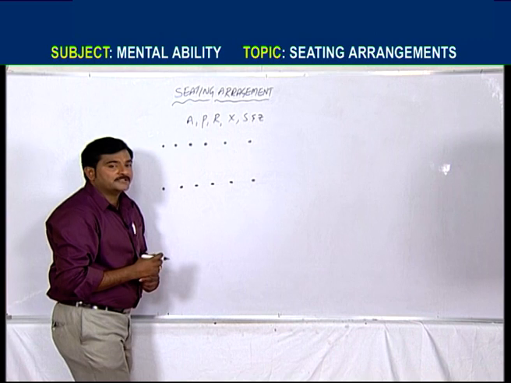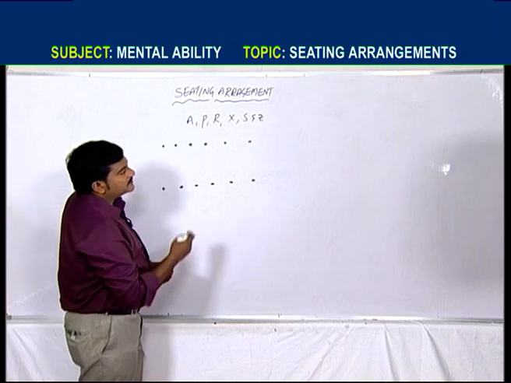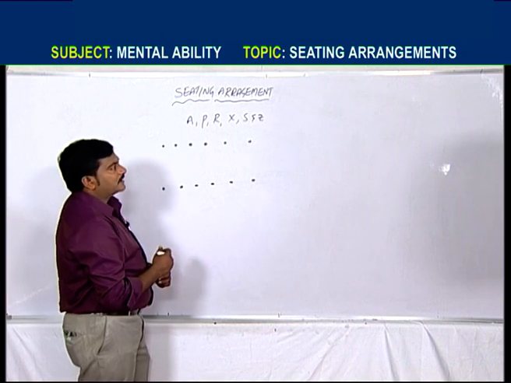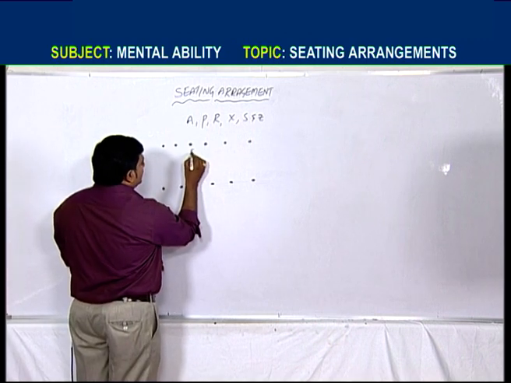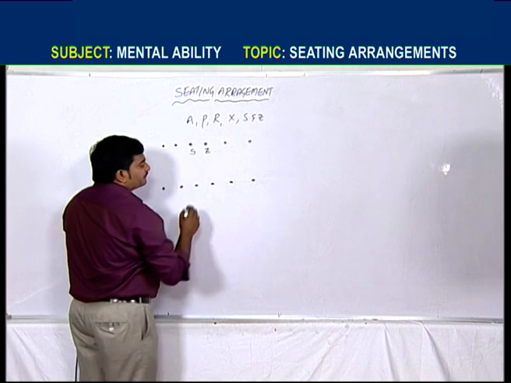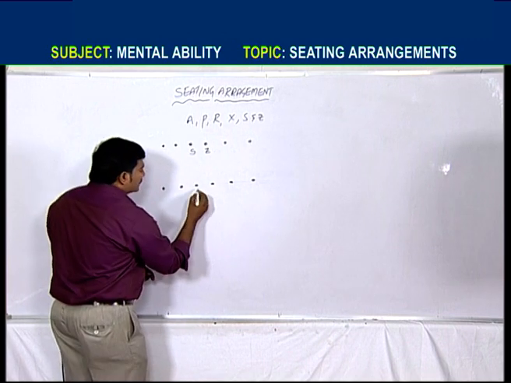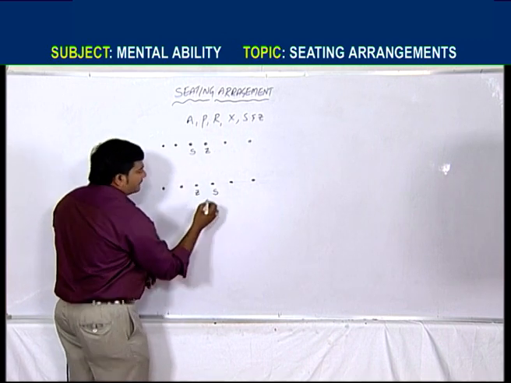What is the first condition? S and Z are in center. If you observe here, the first condition is S and Z are in center. S and Z are in center means here S is there and here Z will come, or else if here Z is there, here S will come.